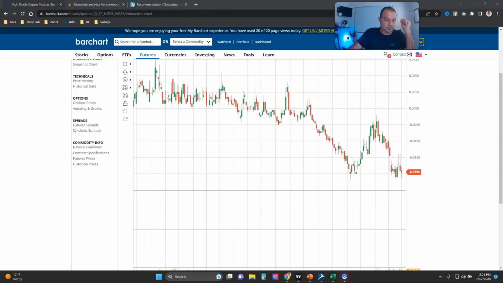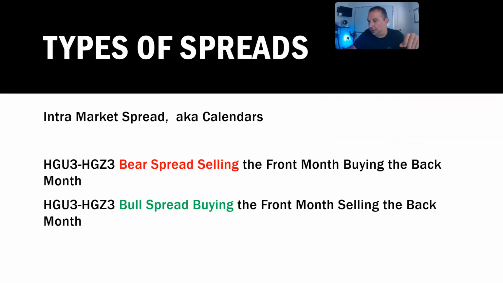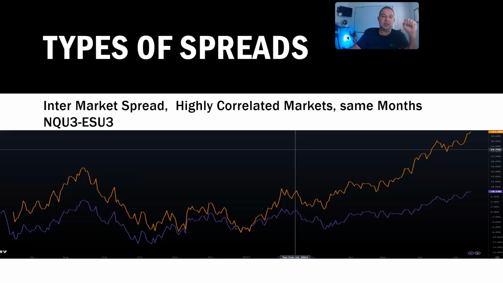Now let me explain the intermarket spread. These are just a pair trade, basically two highly correlated markets, but different markets, in the same asset class or bucket, like energies versus a different kind of energy, a different kind of meat, but in the same months.